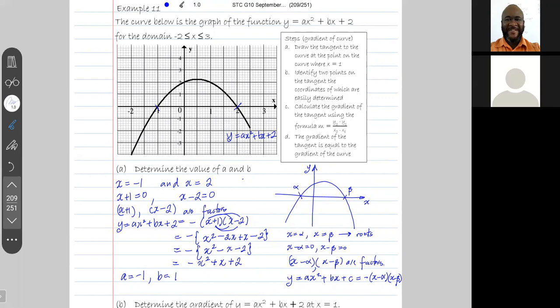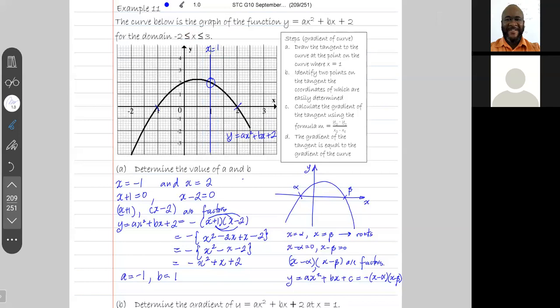You have to calculate the gradient of the tangent, which is equal to the gradient of the curve. So let's identify the point on the curve where x is 1. This is the line x is equal to 1. It cuts the curve at this point. So that point there that I circle is the point on the curve where x is 1.